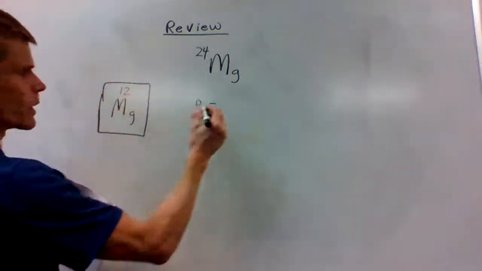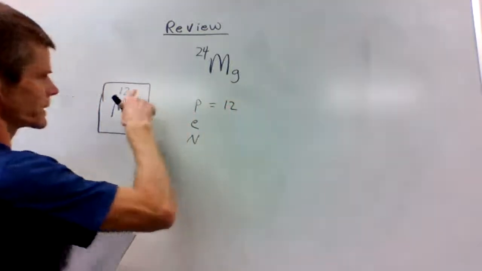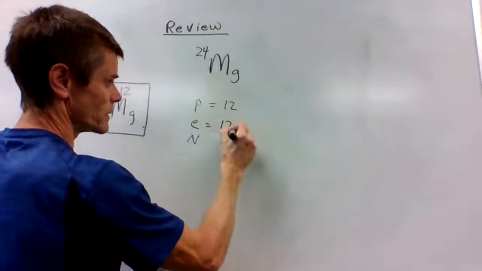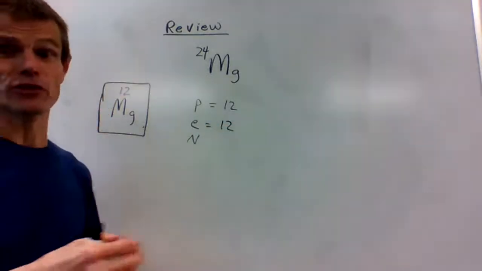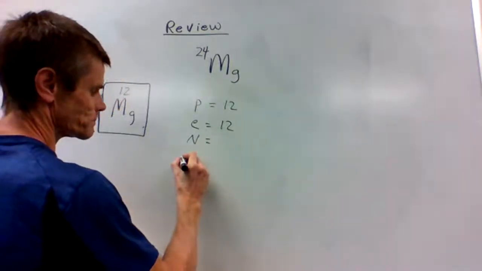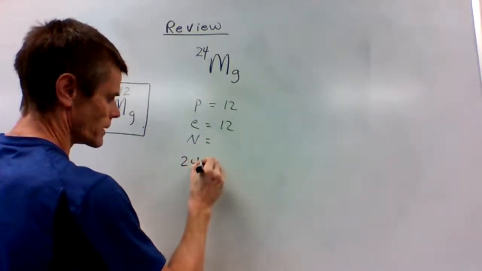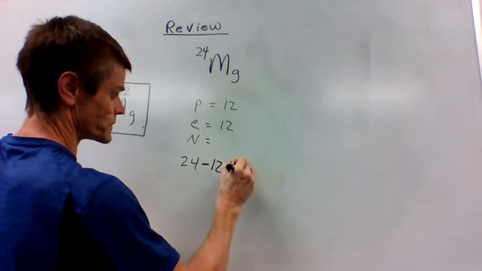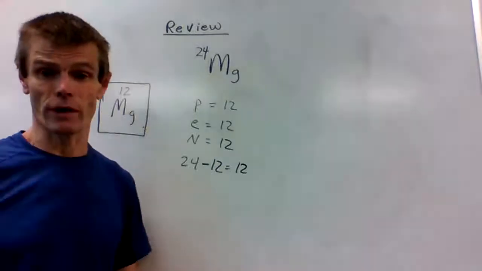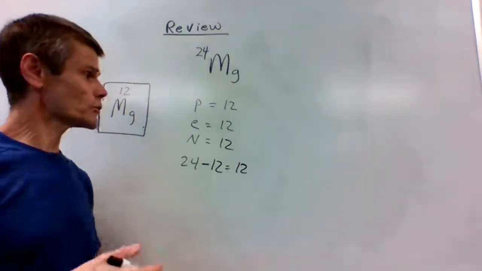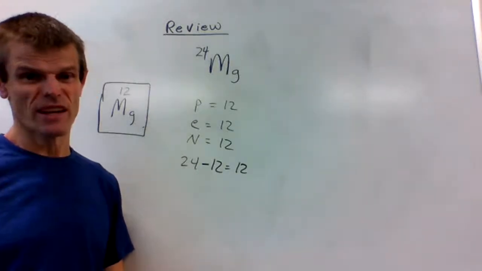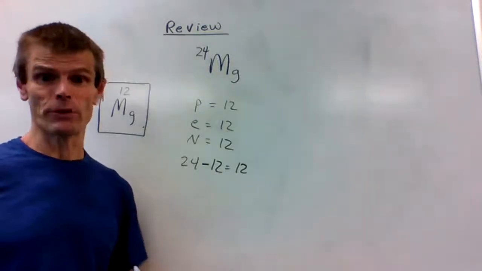Protons is equal to 12. That's the atomic number that we find on the periodic table. Number of electrons is going to be the same since it's a neutral atom. And the number of neutrons, that's the mass number, 24, minus the number of protons. And in this case, it has the same number of neutrons as protons. So you should recognize that we don't always have the same number of protons and neutrons. Sometimes we have different numbers of them.